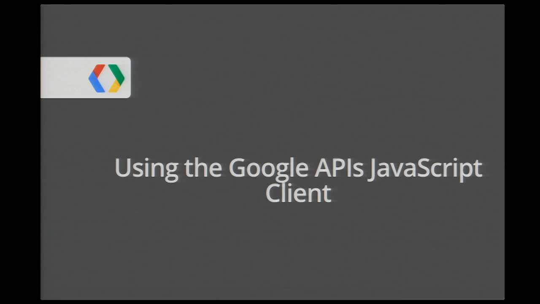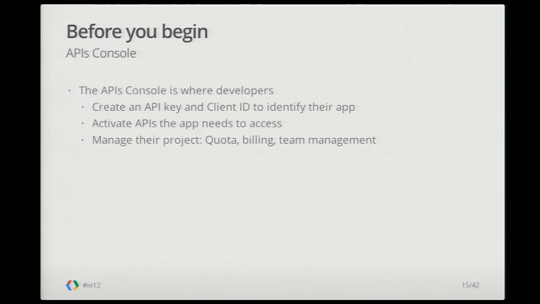So now we know what the Google APIs JavaScript client can do, and I'm sure you're curious, how do I do that? I've shown you some brief examples, but now I'm going to go into a little bit more detail about how exactly we can do that and how that works. So two things I want to go over before we begin.